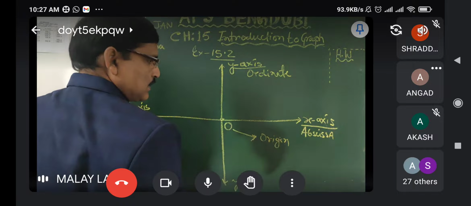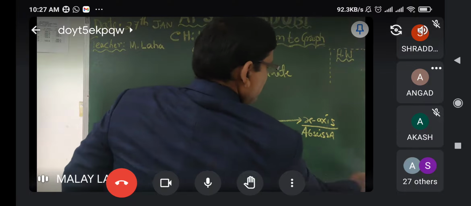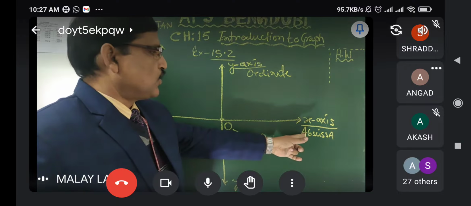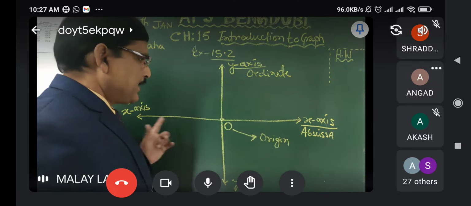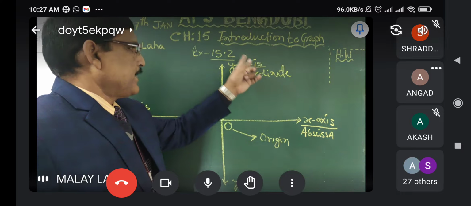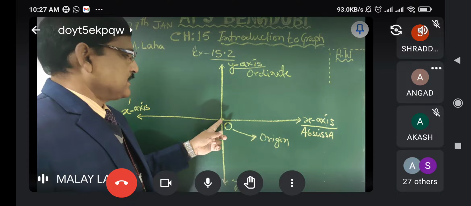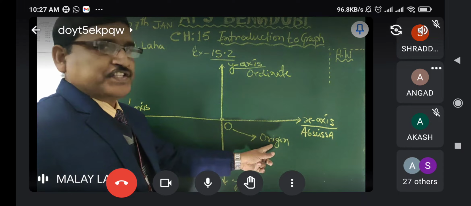Ordinate. Please note down. Class 9 में जाकर कोई नहीं बोलेगा. You have to pick up quickly. X axis is called abscissa. Y axis is called ordinate. Point of intersection of x axis and y axis is called origin.